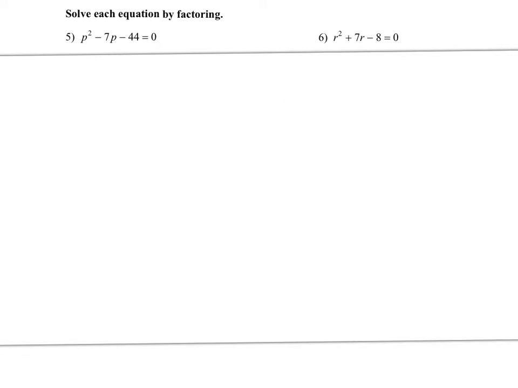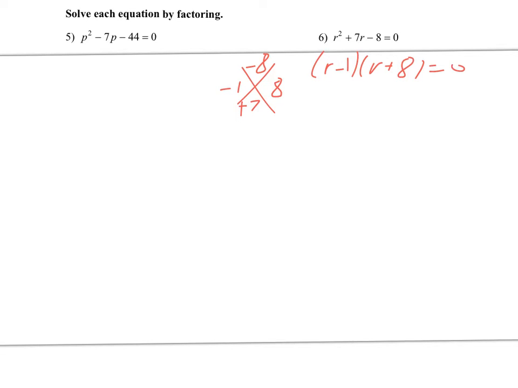All right, next up here, I need to solve these by factoring. So I need to get one side to 0 first, which it already is. Then I'm going to use my box here. So I got -8 on top, +7 on bottom. So two numbers that multiply to -8 and add to +7 will be 8 and -1. So I make this r. It doesn't really matter the order, but I'll do (r - 1)(r + 8) = 0.